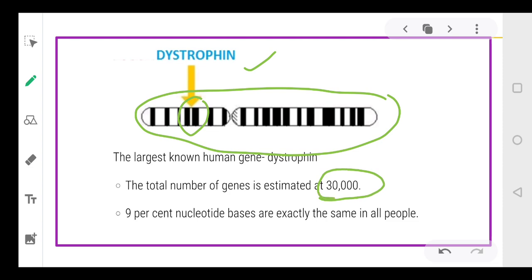The total number of genes present on the chromosomes is approximately 30,000, and 9% of nucleotide base pairs are exactly the same in all people. We know that we human beings are entirely different from each other, but through these sequences it has been identified that out of 100%, 9% of our base pairs are exactly the same. So 9 base pairs are exactly the same in all human beings.